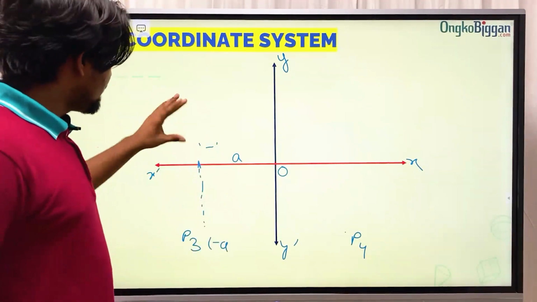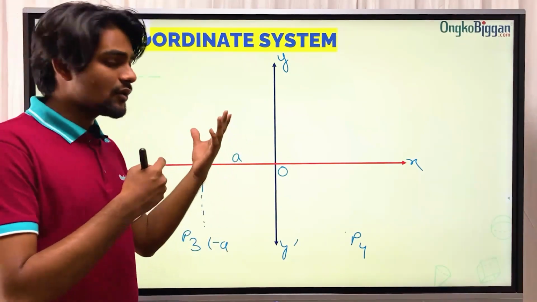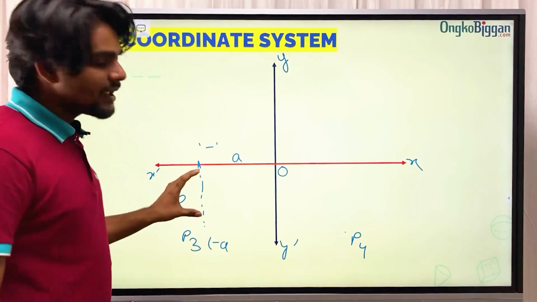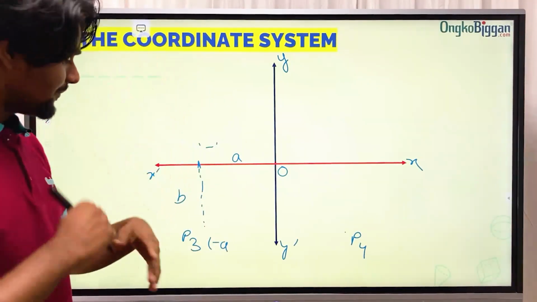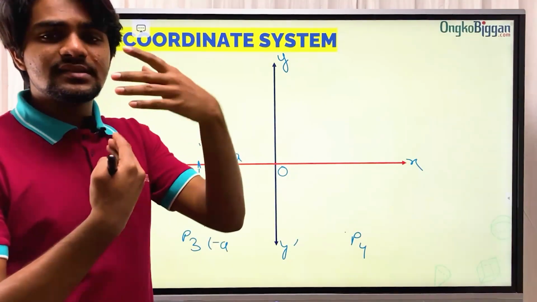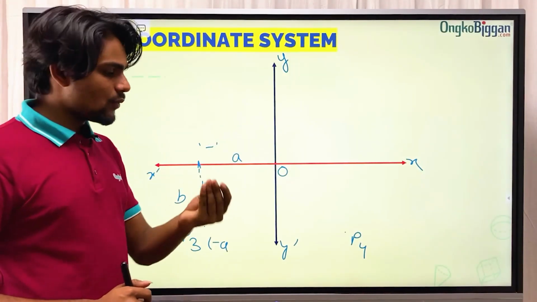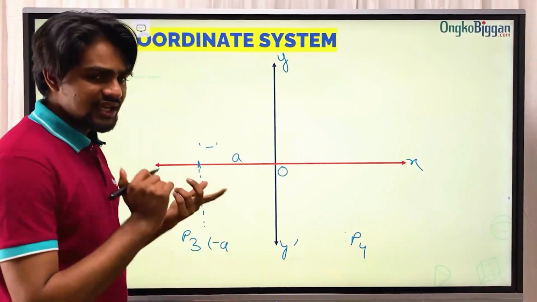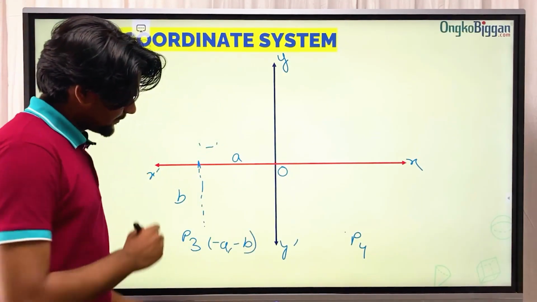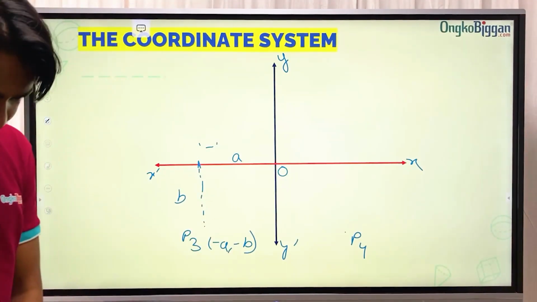Similarly, in the vertical direction, we have covered a distance of b. This is b, but on the lower side, and if it is on the lower side, we know that we have covered it in the negative direction. So the y coordinate value will be minus b. So this is the actual coordinate of the point P3.